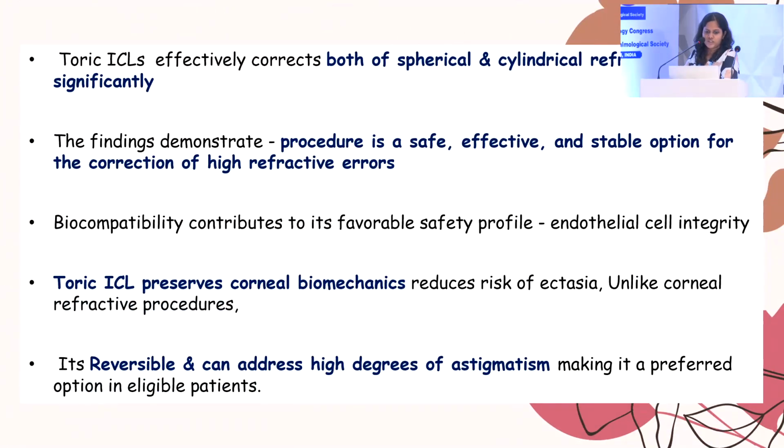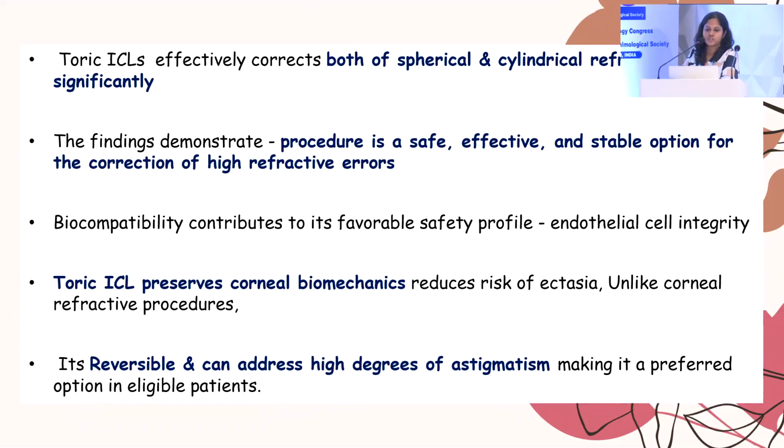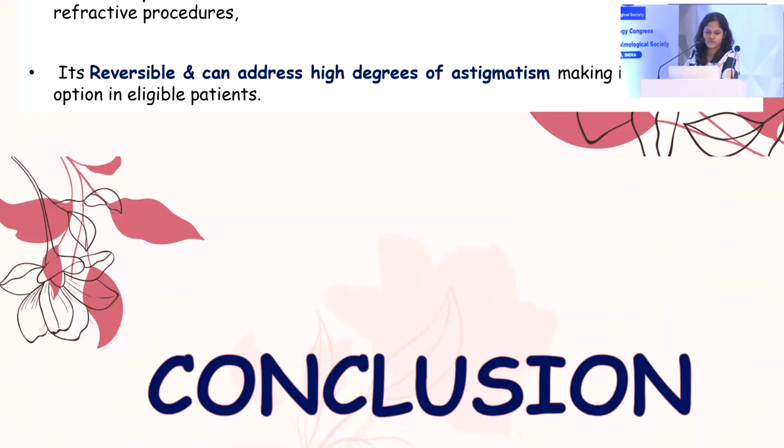Discussion. Toric ICLs effectively correct both the spherical and cylindrical errors significantly. These findings demonstrate this procedure is a safe, effective and stable option for correction of high refractive errors. Toric ICLs preserve the corneal biomechanics, thereby reducing the risk of ectasia unlike corneal refractive procedures. It is reversible and can correct high degrees of astigmatism.